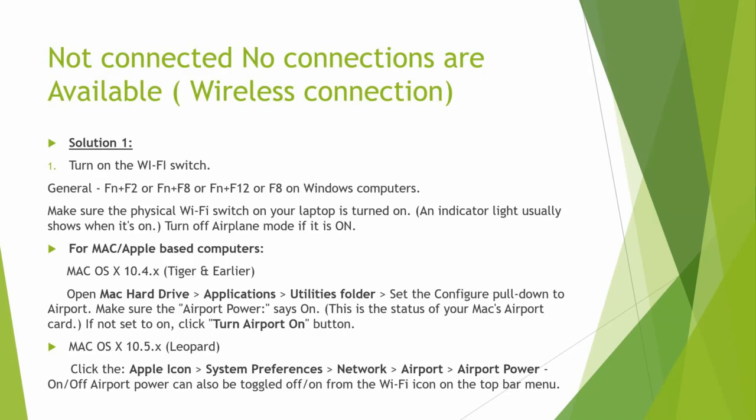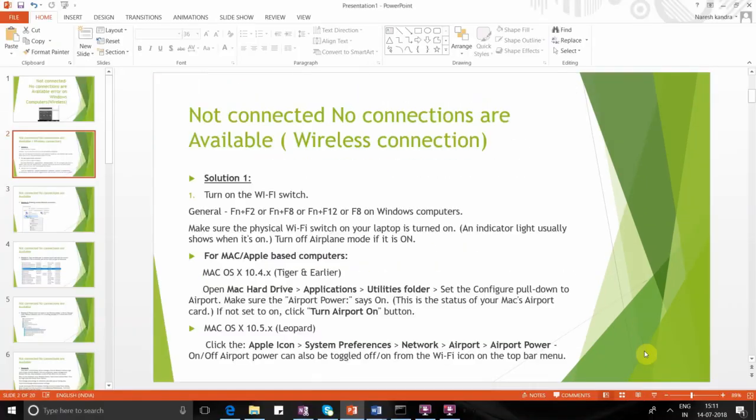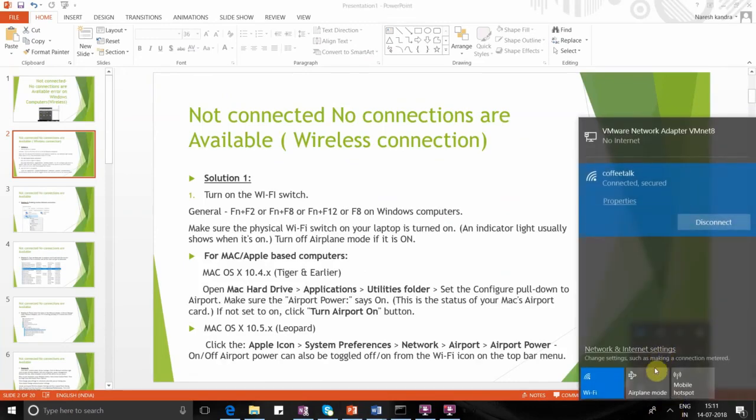So please make sure the physical Wi-Fi switch on your laptop is turned on. An indicator light usually shows when it is on. And also please make sure that the airplane mode is off. If it is on, please make sure the airplane mode is turned off. You can see it here. Please turn off the airplane mode.